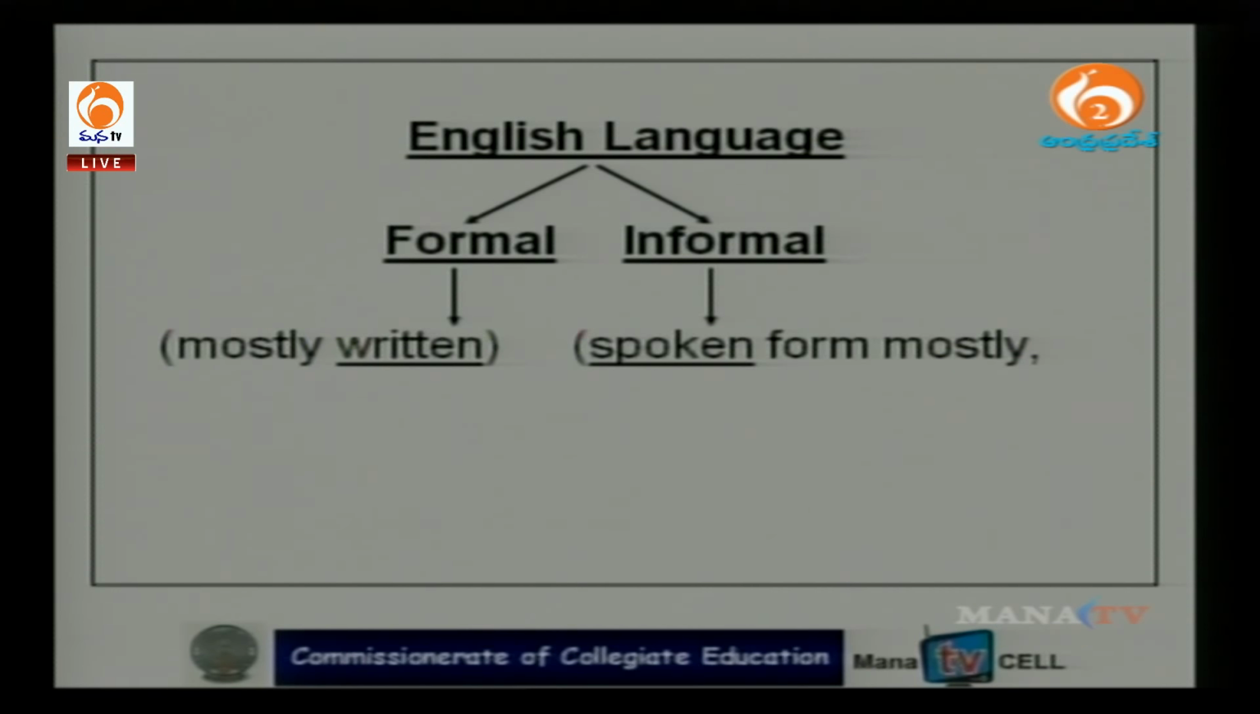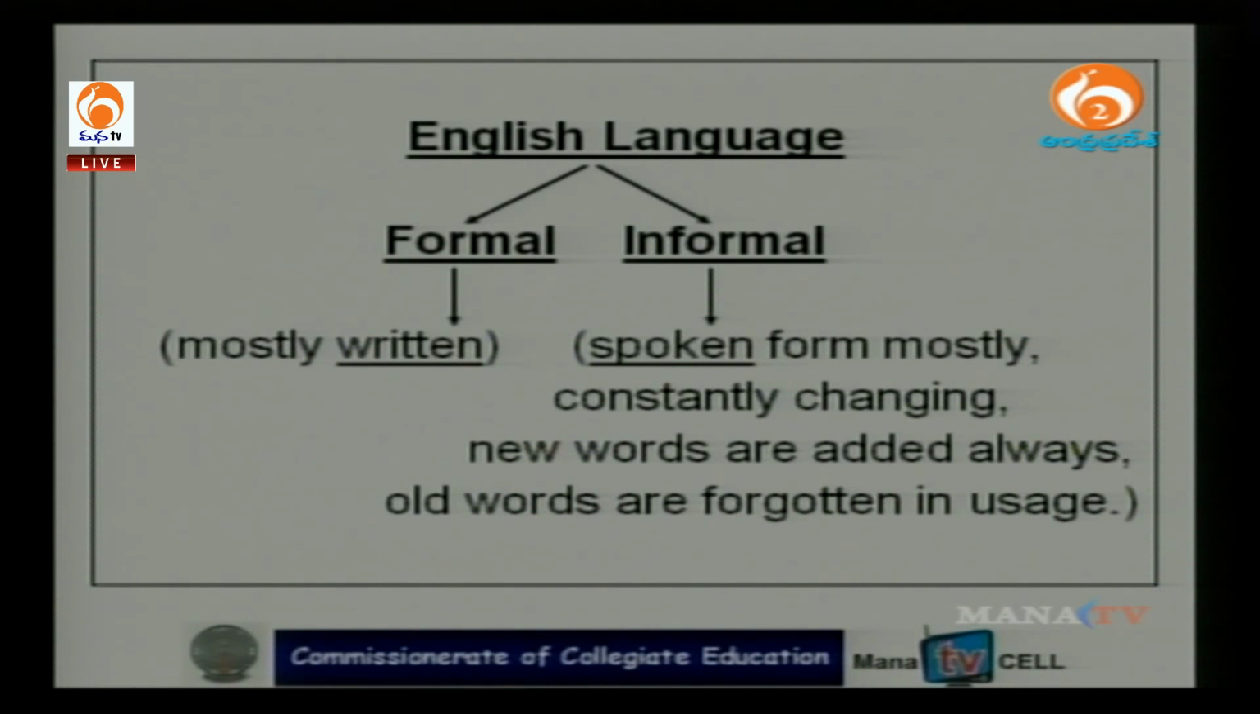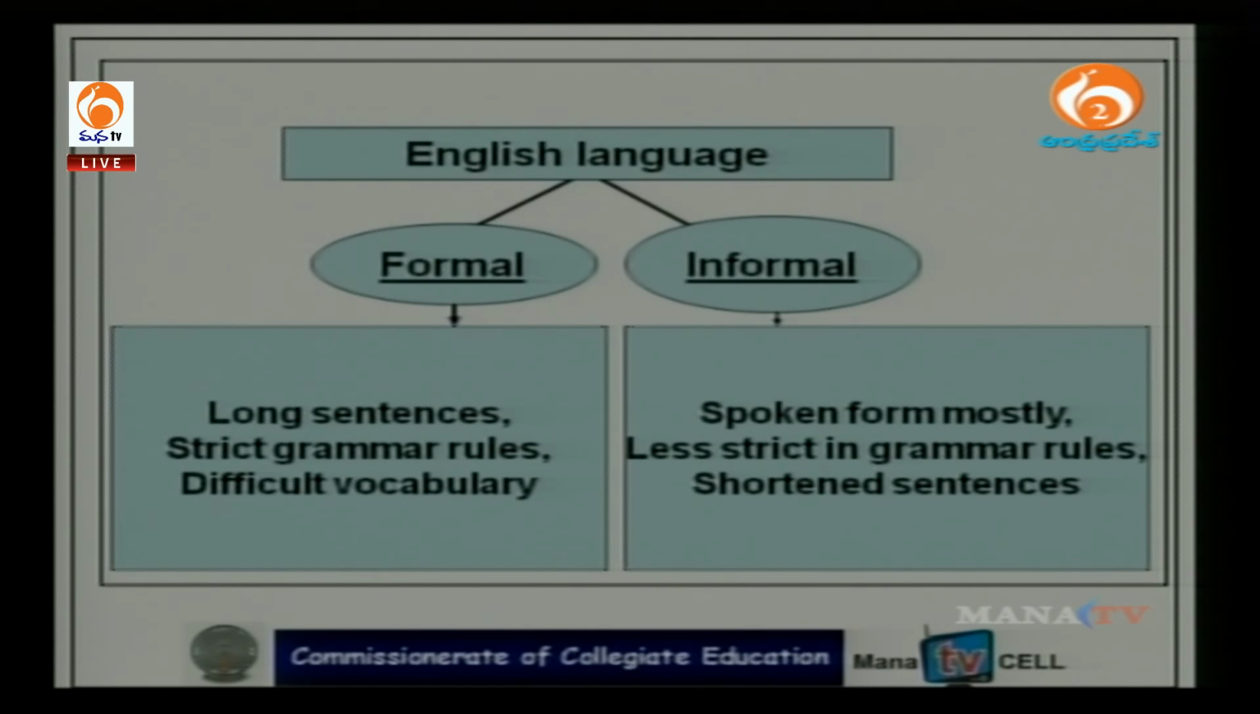Mostly formal language is written and informal language is spoken. Spoken language is constantly changing, new words are always added, and old words are forgotten in usage. New coinage of words and new expressions may come, and people use informal language as the days go by. Language is always dynamic. But in written or formal language, we always follow the grammar rules, and without that, formal language will be wrong.